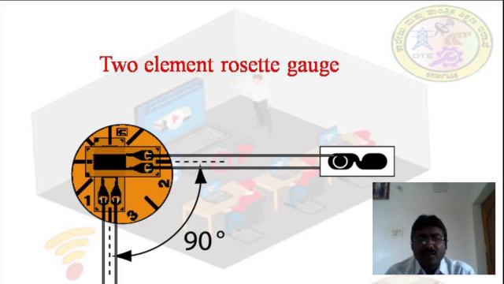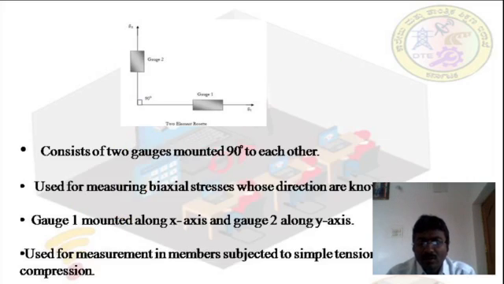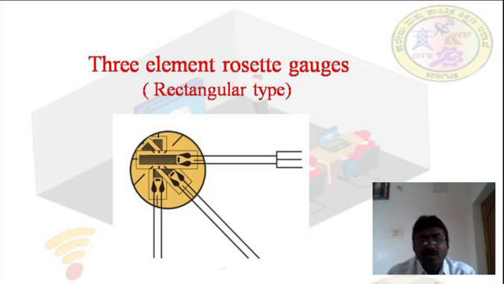So the alternative for this is using a three element rosette gauge to calculate the principal stresses. So now let us see the three element rosette strain gauge. In the three element rosette gauge, again they are classified into rectangular type, delta type, and star type. So first we shall see the rectangular type pattern.